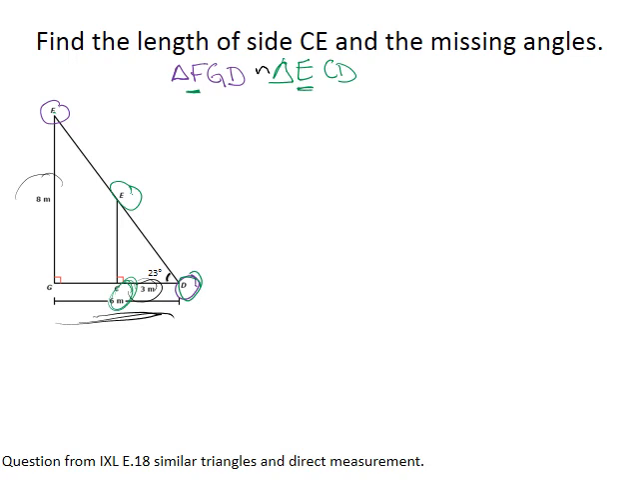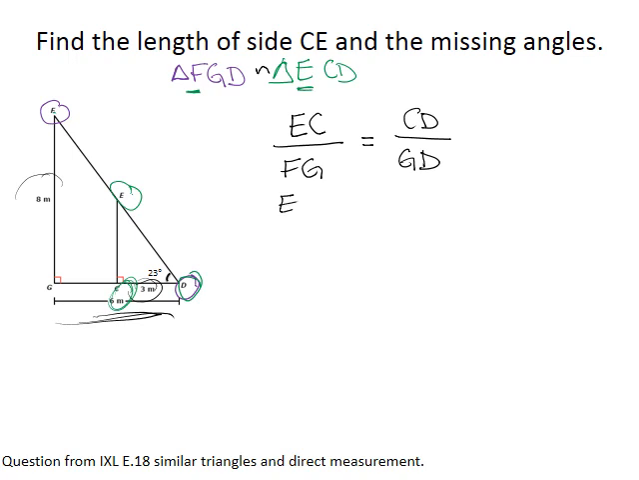I'm going to write it as a proportion, starting with the side we need to solve for. So we need to solve for EC. And EC is proportional to FG, which has to be equal to the ratio between side EC is a small triangle, so it would be CD over GD. Now I'm going to substitute everything in.